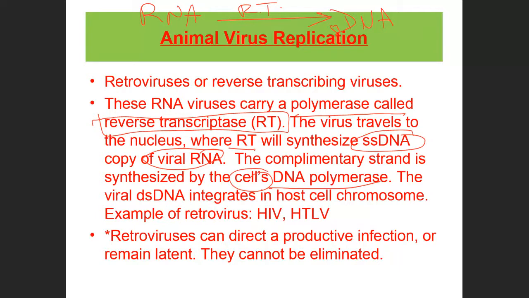Examples of retroviruses: HIV and HTLV, well, there's 1 and 2. A retrovirus can either go through a productive infection in which viral particles are produced and released, or it may just remain latent indefinitely inside the cell. They cannot be eliminated because now they are part of the genome of the cell.